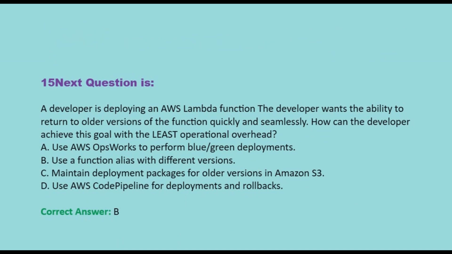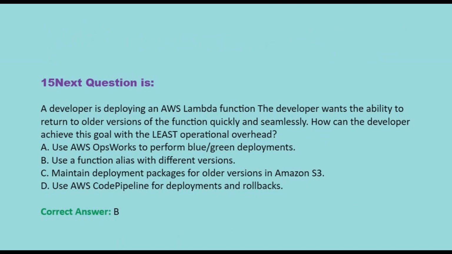Question is, a developer is deploying an AWS Lambda function. The developer wants the ability to return to older versions of the function quickly and seamlessly. How can the developer achieve this goal with the least operational overhead?